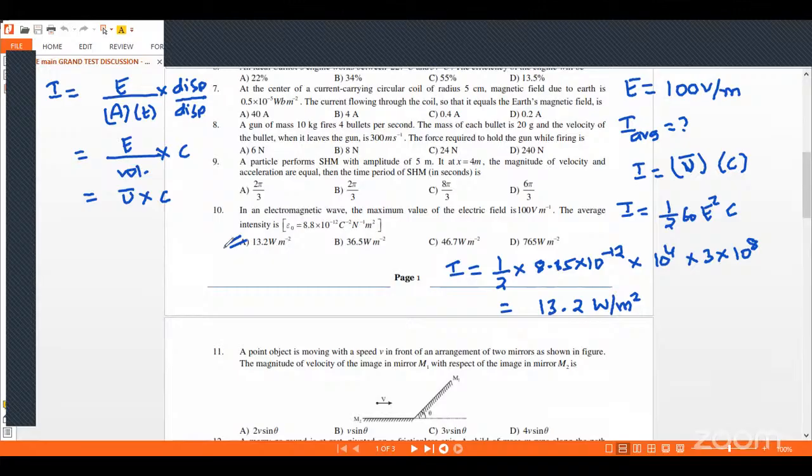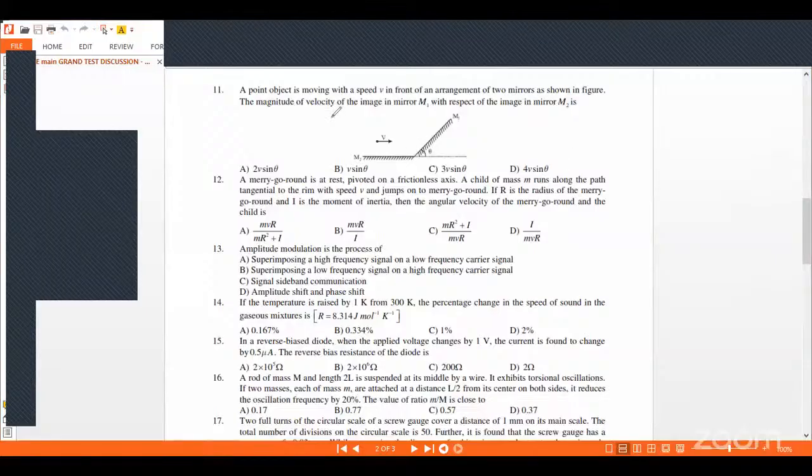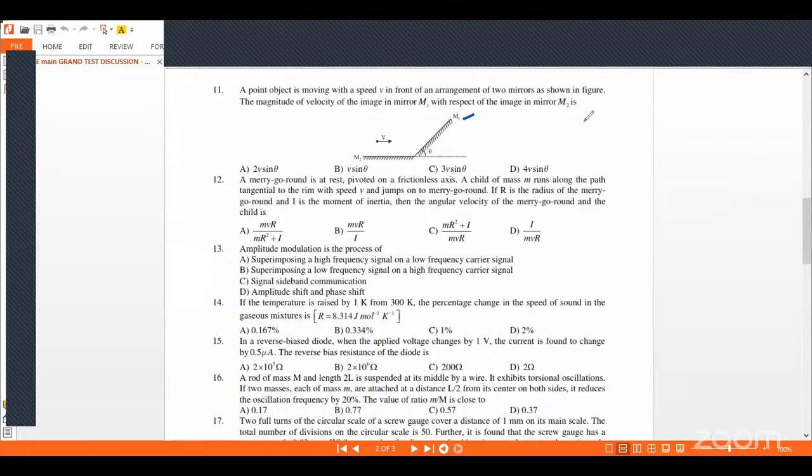Fine. Completed. Or next. 11th question. A point object is moving with a speed v in front of an arrangement of two mirrors as shown in the diagram. Magnitude of velocity of image in mirror M1 with respect to image in mirror M2.